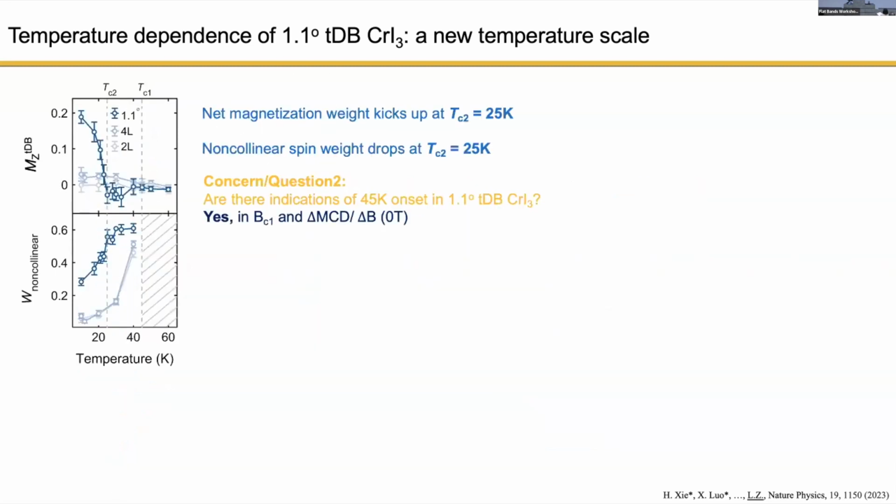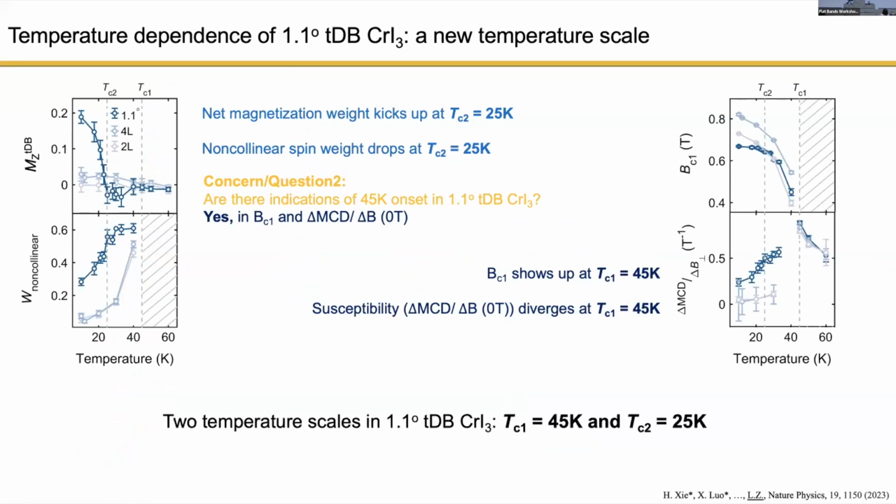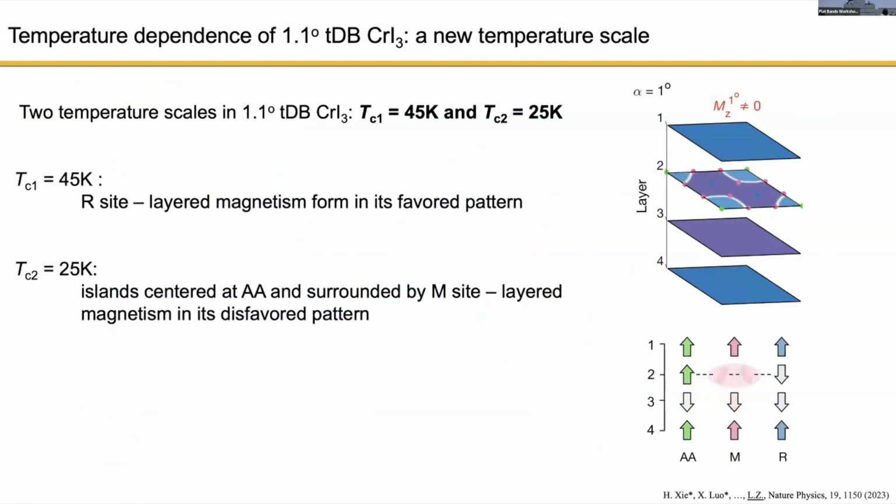So then we also ask, since we see this so-called 25 Kelvin here, what about the 45 Kelvin? Do we see any signature of 45 Kelvin in this 1.1 twisted sample? The answer is yes. When we look at the critical field, it onsets at 45 Kelvin. When we look at the susceptibility of the system, which is the slope of our curve, it also diverges at 45 Kelvin. So the system actually has two temperature scales. One is 25 Kelvin, the other is 45 Kelvin. Our understanding is that the competition between the interactions brought the two energy scales into the system.